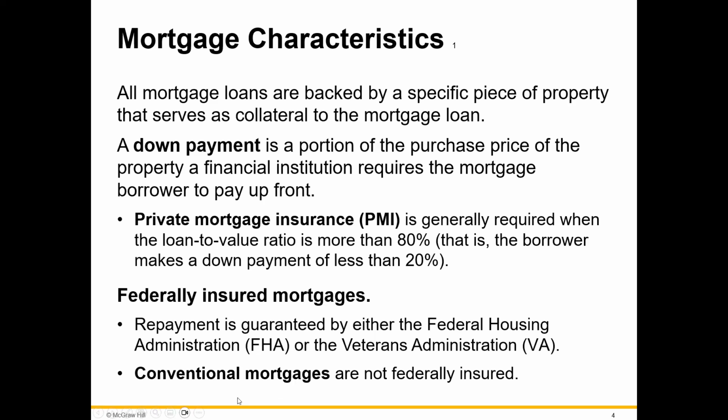And then you get the conventional mortgage. That's the one where you typically have to put about 20% down. And those are not insured by the federal government. Now, why does the federal government insure these? They want to promote home ownership.